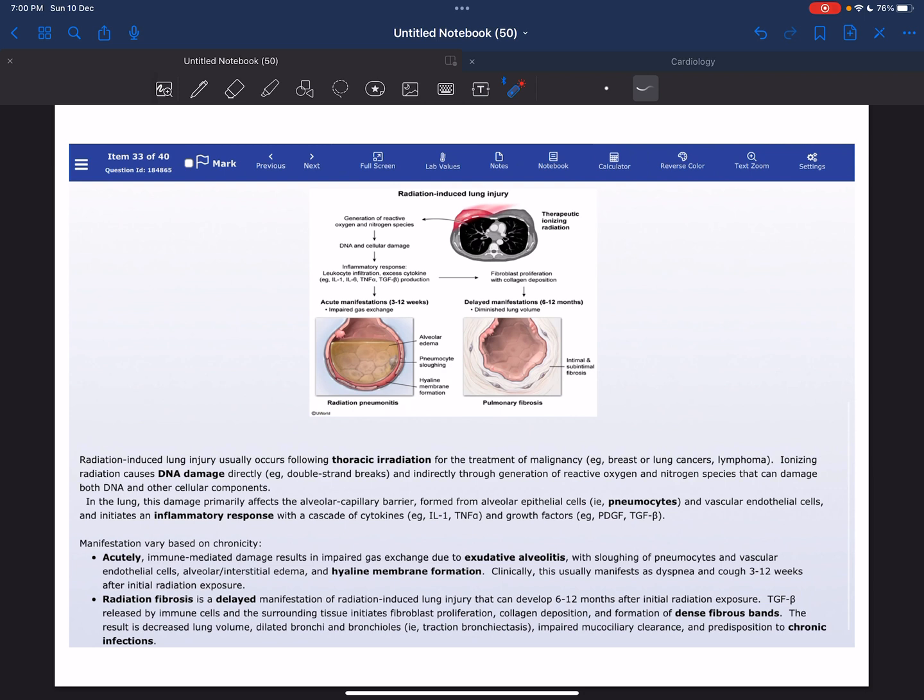Then we have the fibroblast proliferation with collagen deposition, the delayed manifestation, which is from 6 to 12 months, which is the diminished lung volume, intimal and subintimal fibrosis, and then finally we have the pulmonary fibrosis.